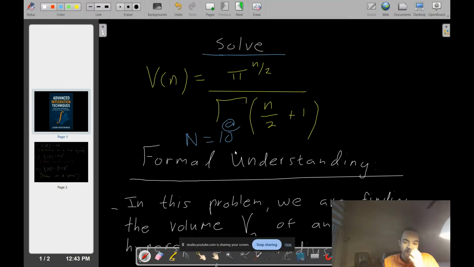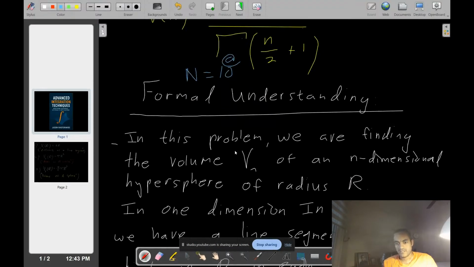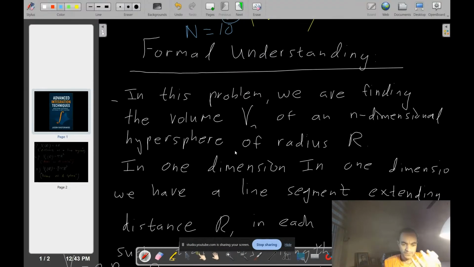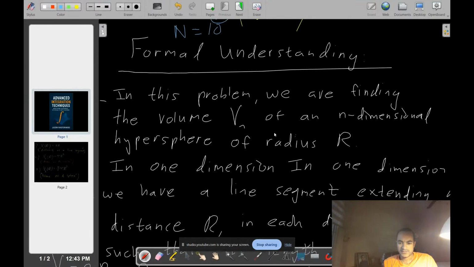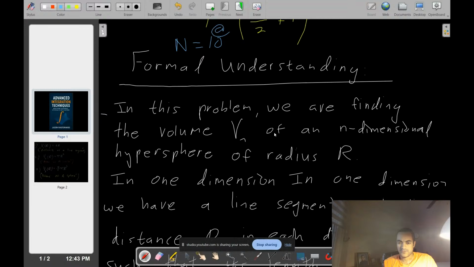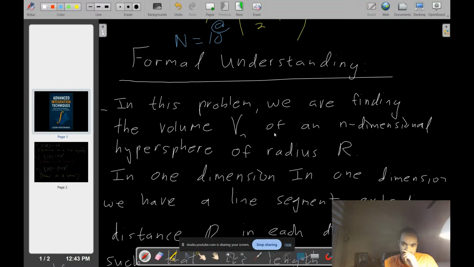Anyways, my point is that I want to talk about understanding this expression, and I wrote some stuff down that I want you guys to not only listen to, but also read, so you can get a solid, comprehensive understanding of what this equation actually means. As I've already mentioned, in this problem all we're doing is finding the volume V sub n of an n-dimensional hypersphere of radius r.